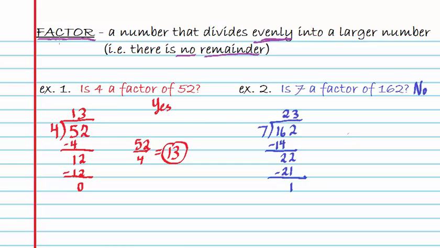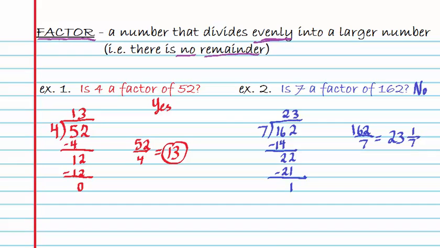And if we remember from our previous video, if I had the fraction 162 over 7, this is an improper fraction, and when I rewrite it as a mixed number, it goes in evenly 23 times, and there's one part remaining out of the 7 that we were dividing by. So 23 and 1/7 would be the mixed number form for 162 over 7.